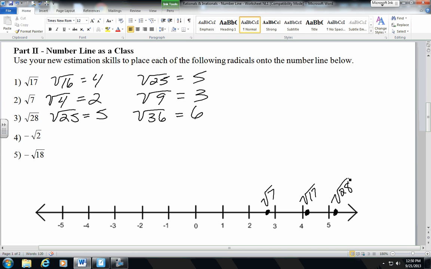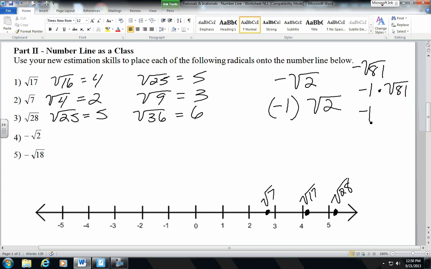Now, if you notice on number 4 and 5, now we've got negative square root. So that negative sign there, negative square root of 2, just simply means find the square root of 2 and multiply that times negative 1. Okay, so for instance, if we had negative square root of 81, we would be doing negative 1 times the square root of 81. So negative 1 times 9, square root of 81 is 9. Negative 1 times 9 would give you negative 9. So the negative sign in front of the radical sign just means find the negative square root of that number. That's all that means.